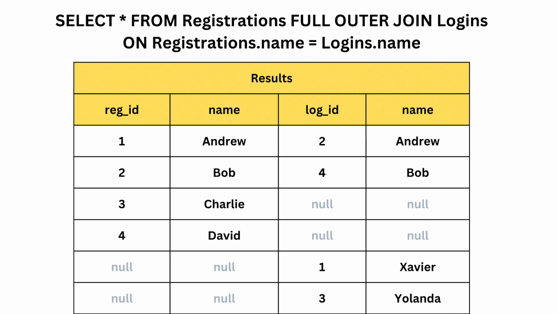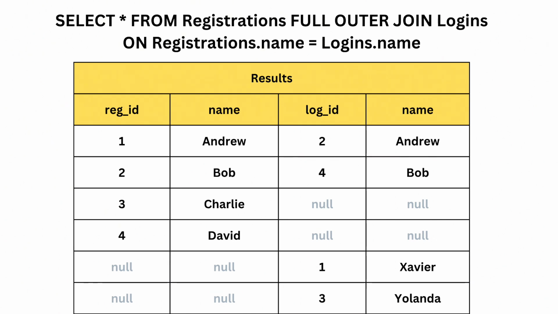So we fill in first everything from registrations. Again, we don't really need to worry whether or not they're in table B or table logins because we're grabbing everything anyways. So we fill in with Andrew, Bob, Charlie, and David. And then we're doing a full outer join on logins, so we need to start filling information for where we actually have a name match. And we know we have a name match on Andrew and Bob, and then we fill it in with the corresponding login ID. In this case, it was number 2 and number 4.